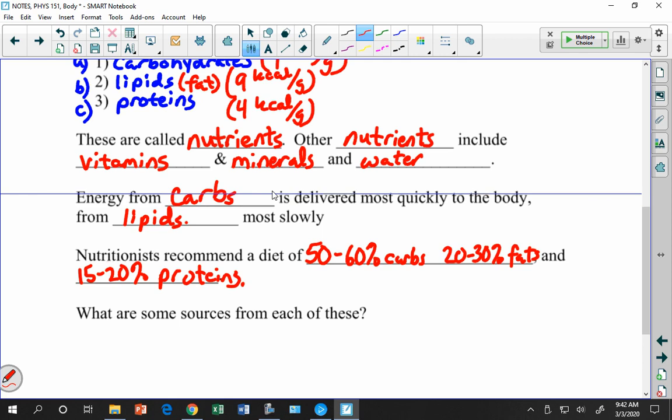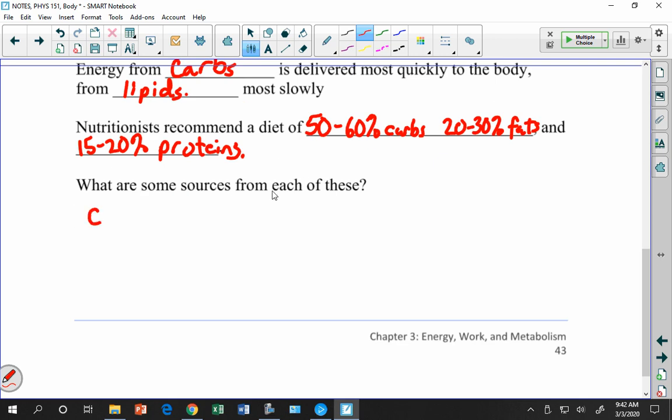Know some sources for each of these: carbs, lipids, and proteins.